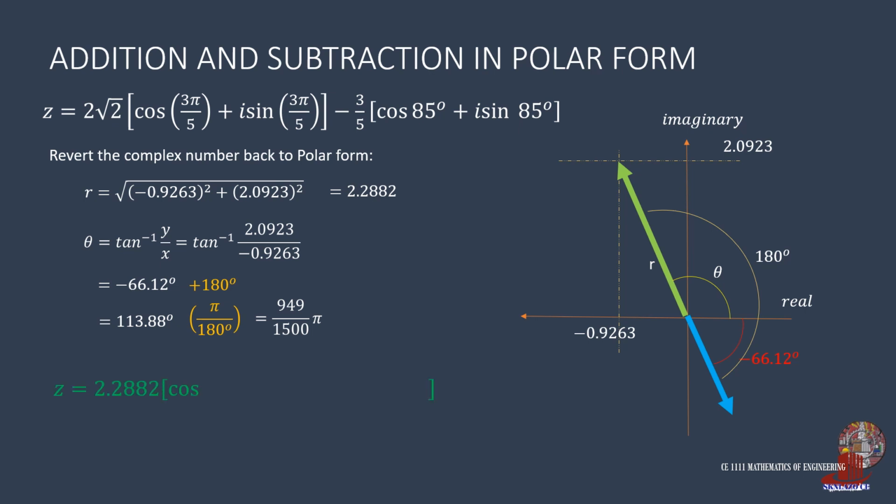Therefore, z is 2.2882 cosine of 113.88 plus i sine of 113.88 in degrees, or 2.2882 cosine of 949 pi over 1500 plus i sine of the same angle in radians.